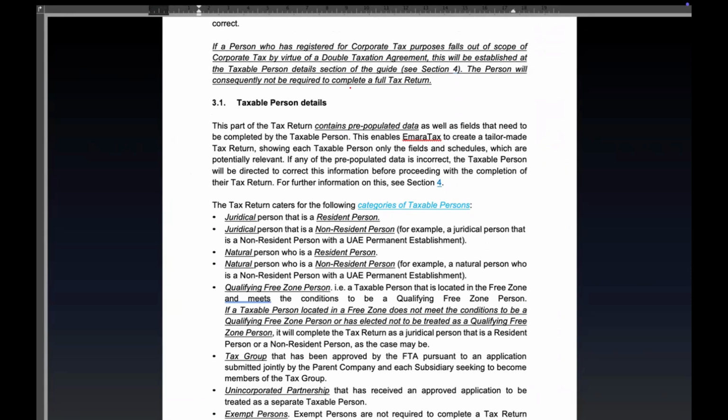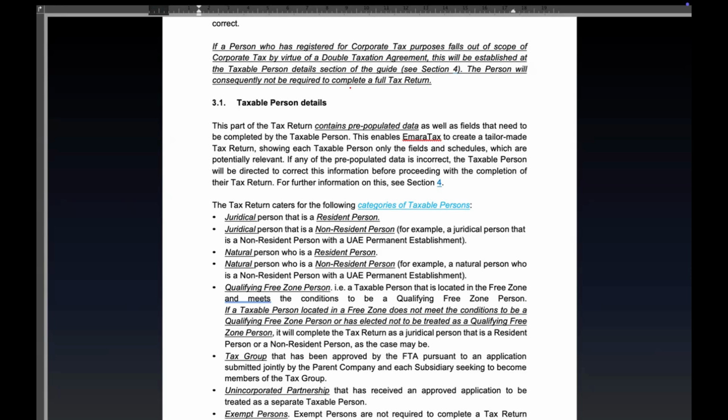I just wanted to highlight that by default, every free zone person is a qualifying free zone person. I'm repeating, by default, every free zone person is a qualifying free zone person. If you are not, then you will have to elect, you will opt, that you do not want to become a qualifying free zone person.